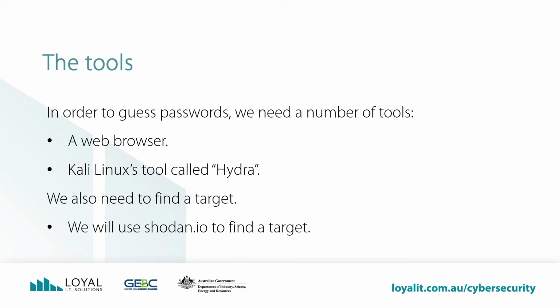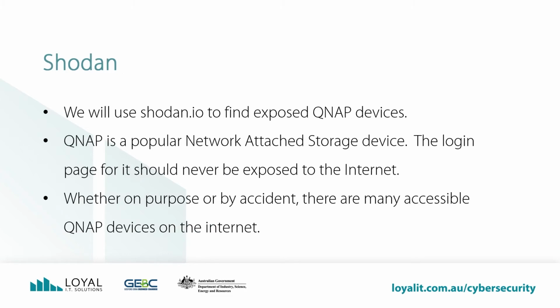Now that we have the tools, we need to find a target. In the first episode of Cybersecurity Business Connect and Protect, the podcast, we talked about exposed services and IoT devices. I also mentioned a website to find these exposed services. This is a site called Showdown.io. We will use Showdown.io to find a target. What we'll do in a moment is use Showdown.io to find exposed QNAP devices. QNAP is a popular network-attached storage device or NAS device. The logon page for it should never be exposed to the internet.